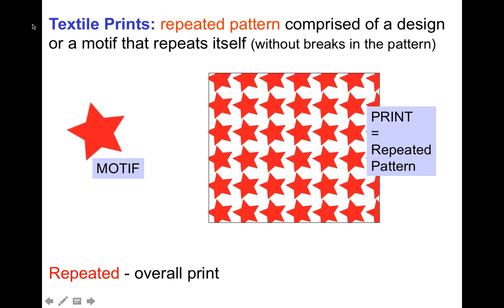So first of all, textile prints consist of repeated patterns that are comprised of a single motif that has been repeated over and over. So here's an example of a single motif such as a star, and then you repeat it over and over to create a repeated pattern, which is also called overall print.